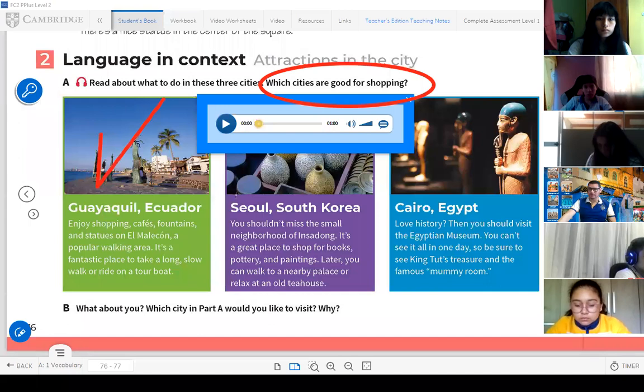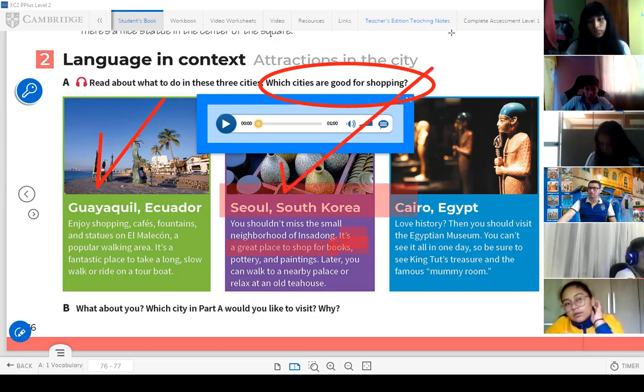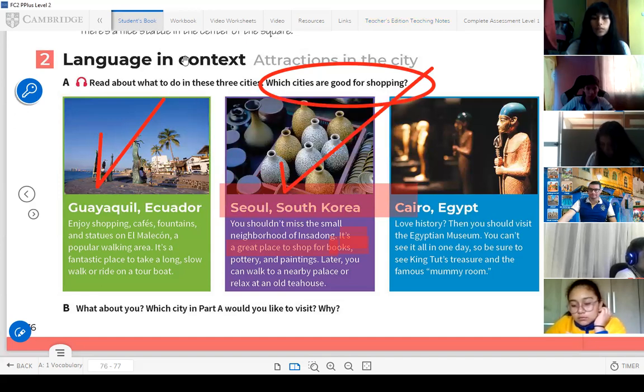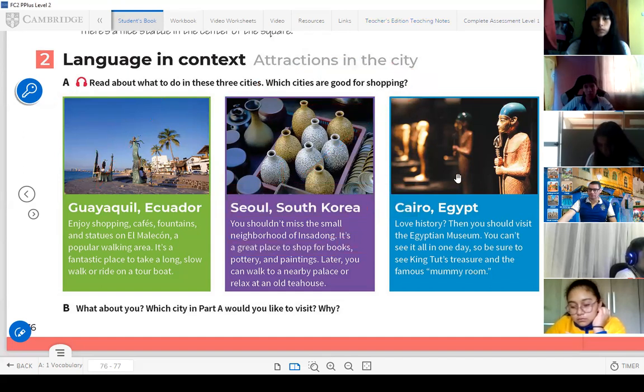And what does it say here? For example, it says here the neighborhood of Insadong is a great place to shop. Here it also tells us it's a good place to shop, to buy. For what? Books. You can go shopping there. And that is South Korea, yes. South Korea is a good place for shopping, yeah? Well, now let's continue. What else do we have?